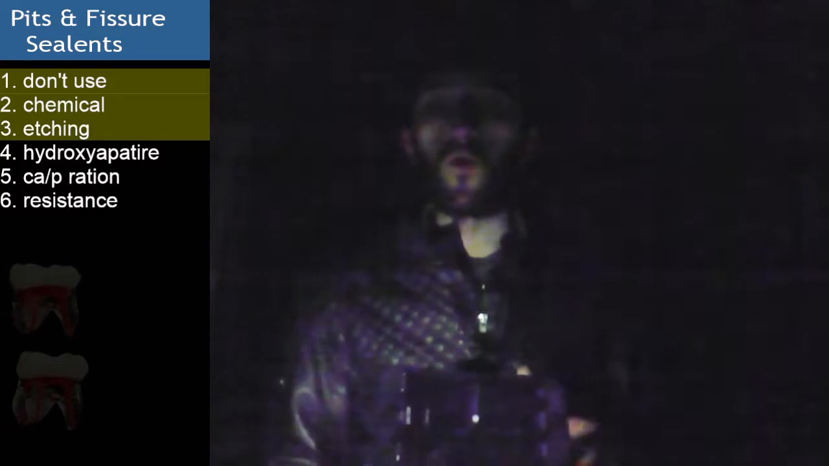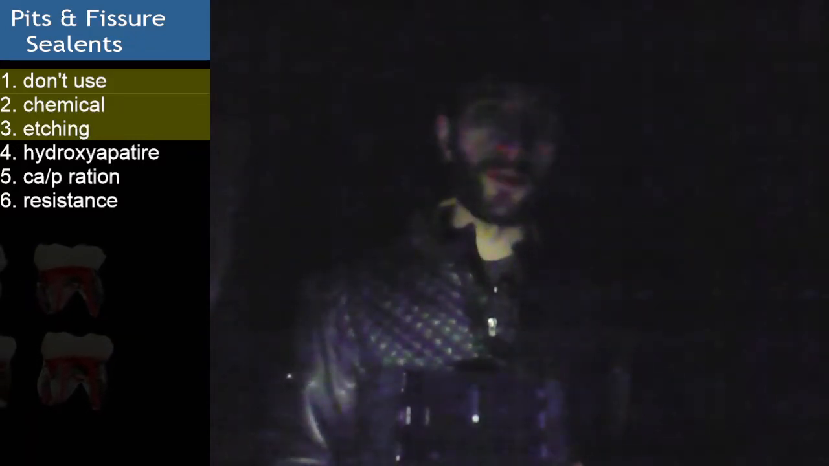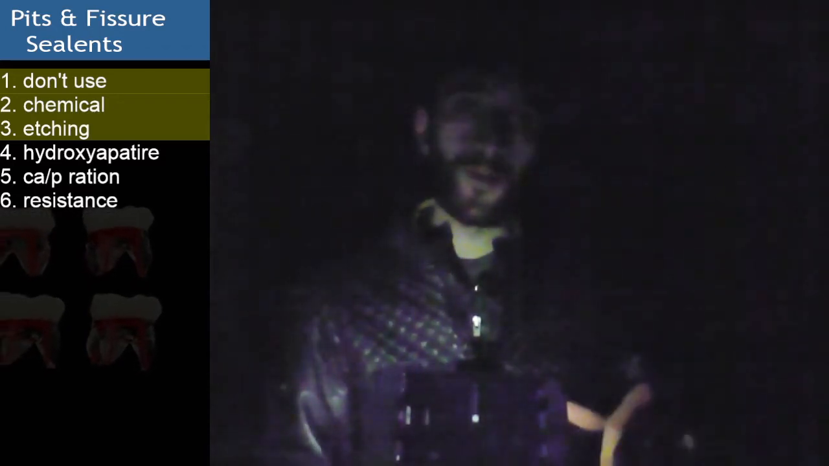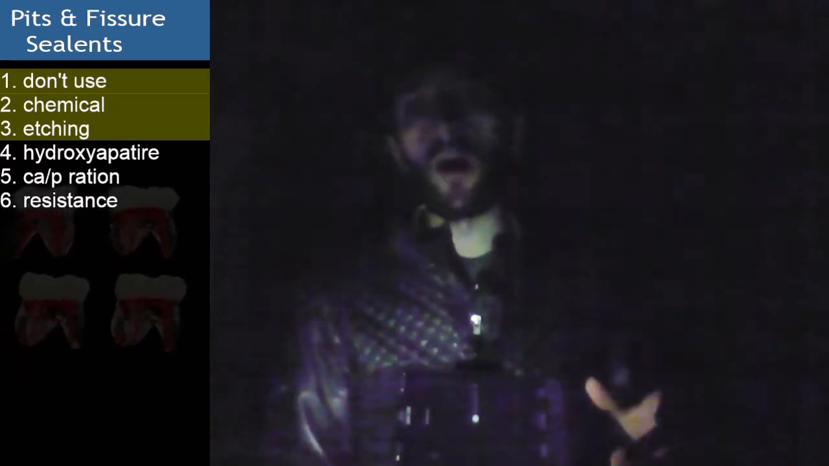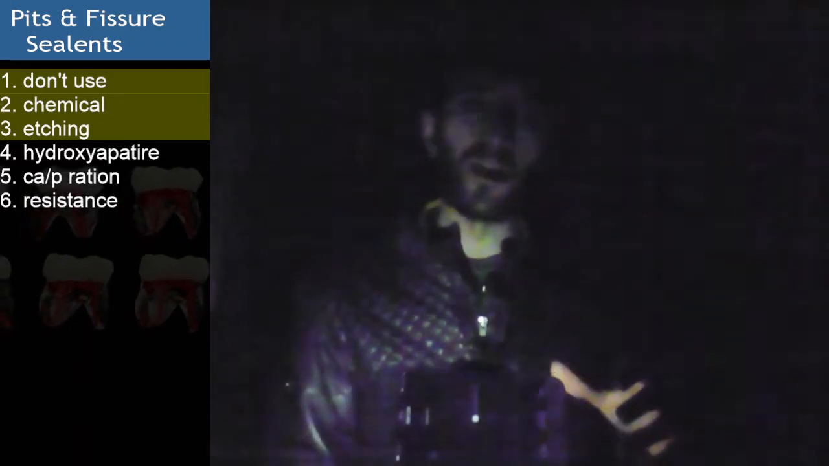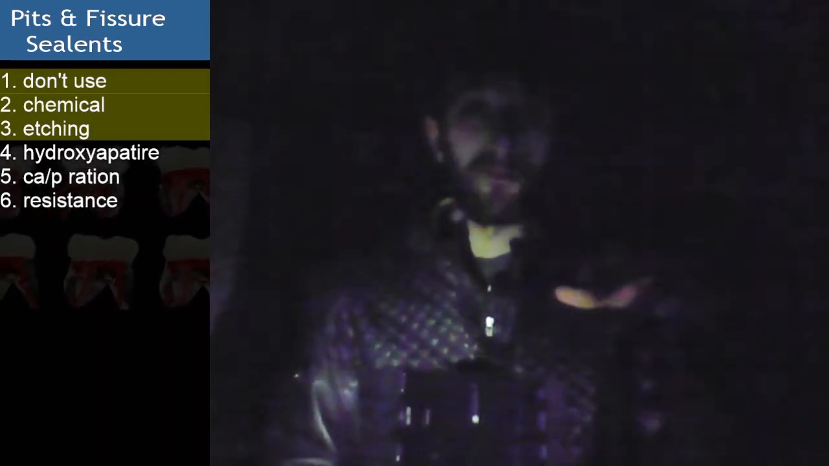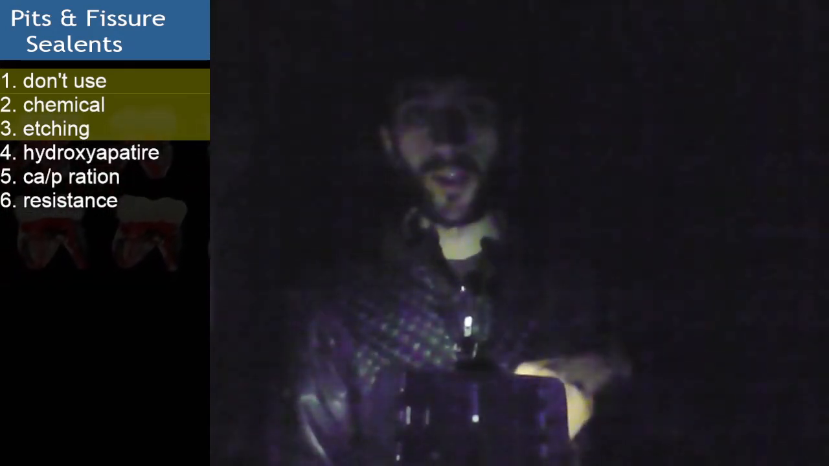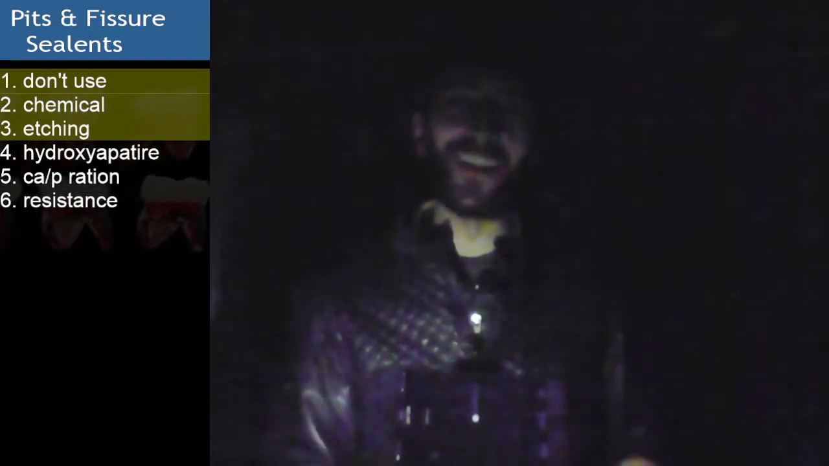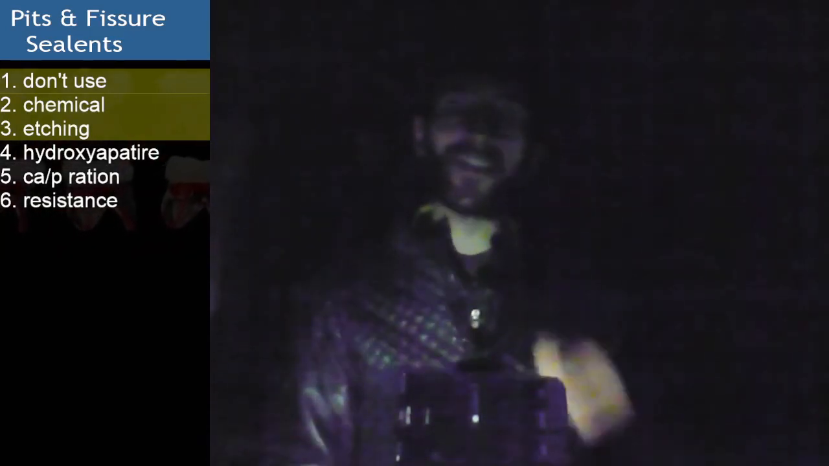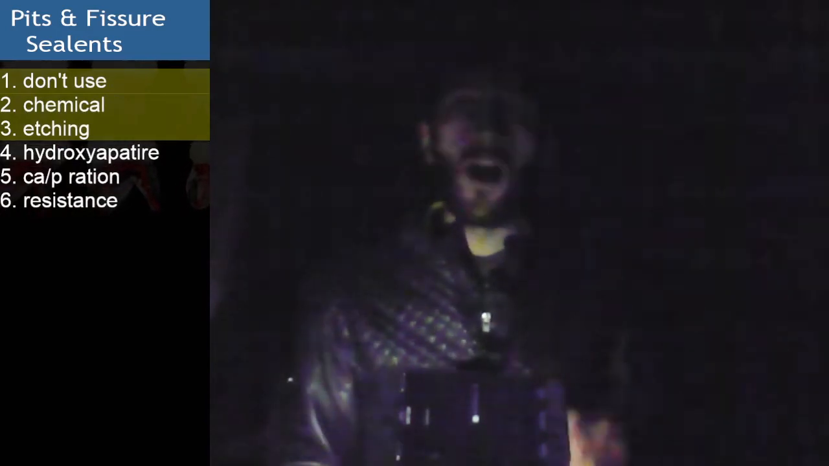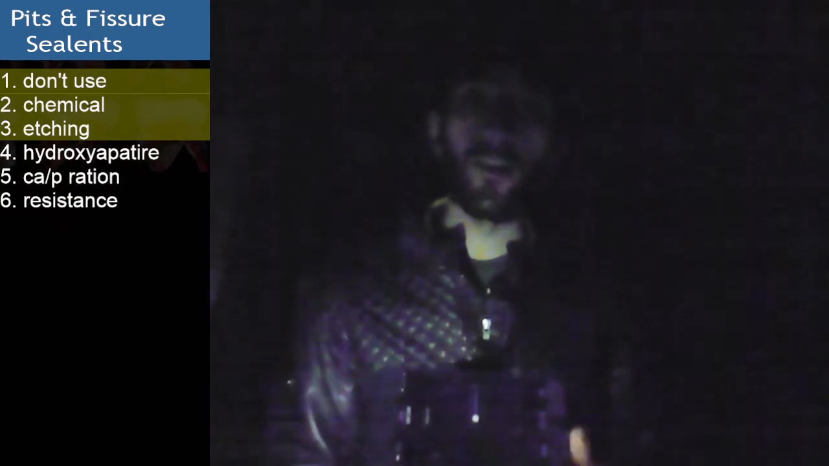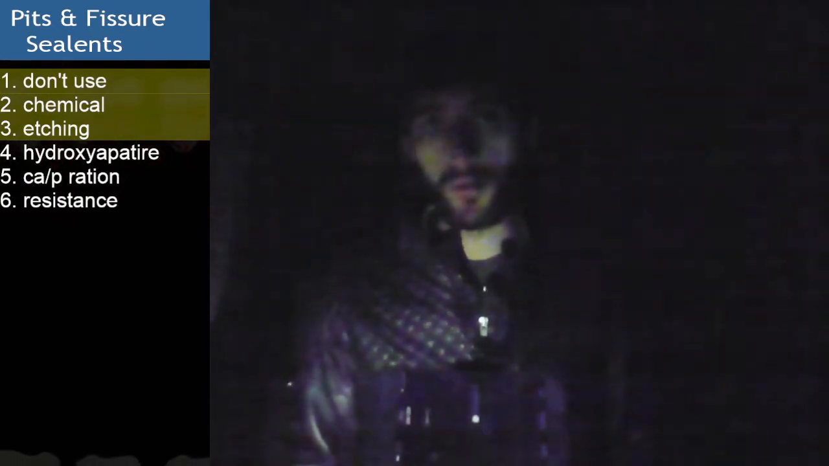Etching time for pits and fissures is about 60 seconds for permanent teeth before applying the sealant material. And for fluoridated permanent teeth, it is 90 seconds. For primary teeth, the etching time is between 90 and 120 seconds.